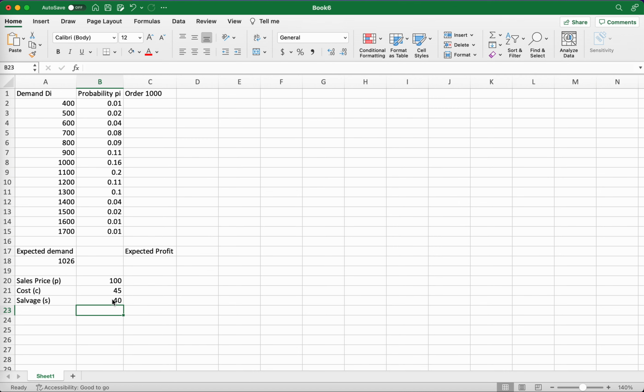Salvage value is S, and that is $40. So you can only recover $40 at the end of the season, which means that you still have to make it. So you'll make it for $45, you'll sell it for $40, and so you'll essentially make a loss of $5 if you're unable to sell it during the season. So that is the crucial point here.